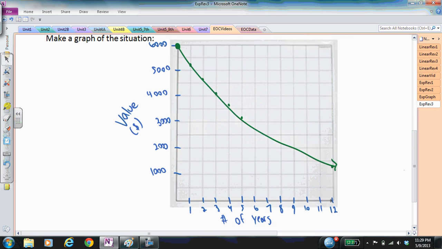The graph looks like this. X-axis, number of years, going by a scale of 1s all the way up to 12. Y-axis, value in dollars, went by every 2 blocks is 1,000. And this is what my graph looked like, just plotting the points from the table on the graph. You can see it's a nice exponential decay curve.